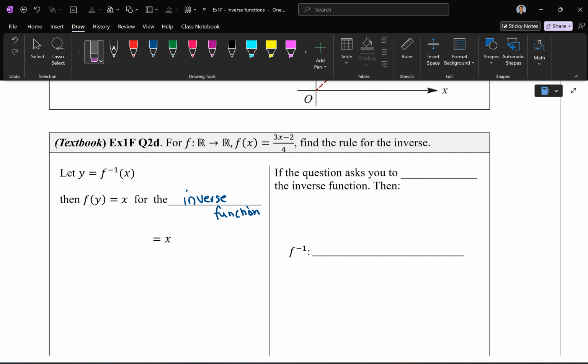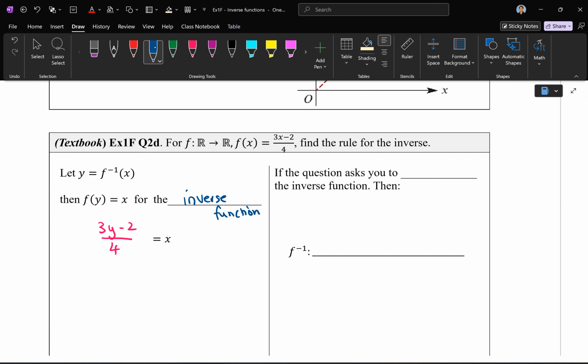Because I called y the inverse, I can now rewrite f of x equals (3x minus 2) on 4 as (3y minus 2) on 4, because this is me substituting y into where x is, and it equals x. I'm just saying if the inverse function does exist, then this property exists: f of y equals x. The y is meant to represent my inverse function, because I said let y equal the inverse function. So here I'm using y instead of f inverse.